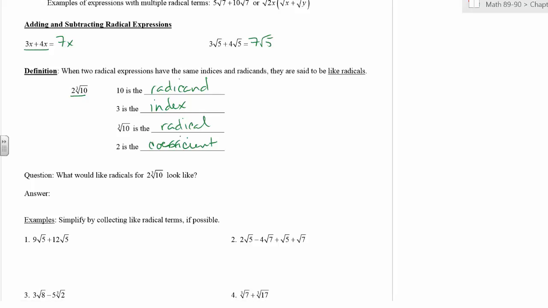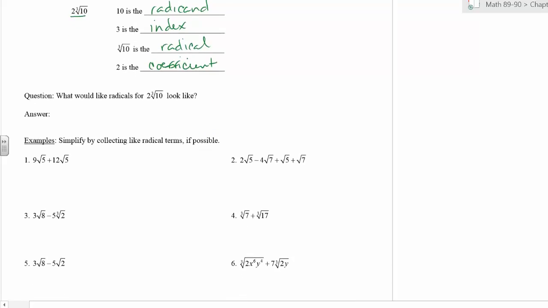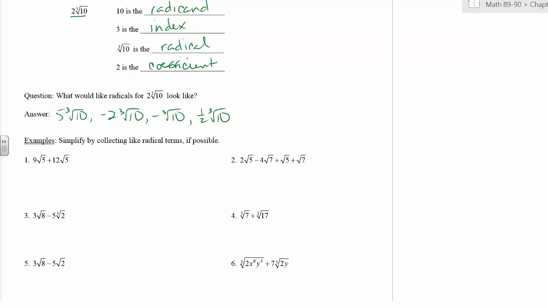So what do like radicals for 2 cube roots of 10 look like? Well, basically, you have to fix the cube root of 10 and you can change to any coefficient you want. That would create a like term on the outside as well. So 5 cube roots of 10 would work. You can have negative 2 cube roots of 10. You can have just negative cube root of 10. You could have 1/2 cube roots of 10. So what's repeating itself? The radical cube root of 10. And so that's what you need for like radicals. The index has to be the same and the radicand has to be the same. And then of course there's infinitely many like radicals.